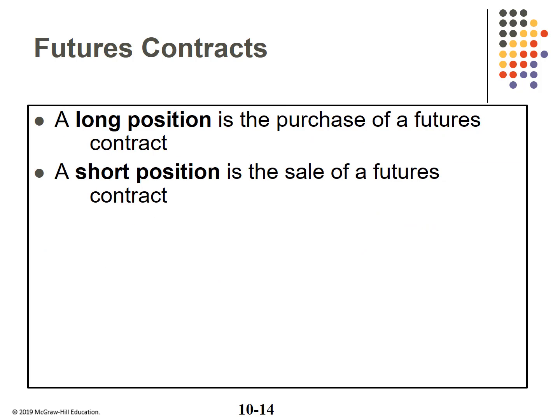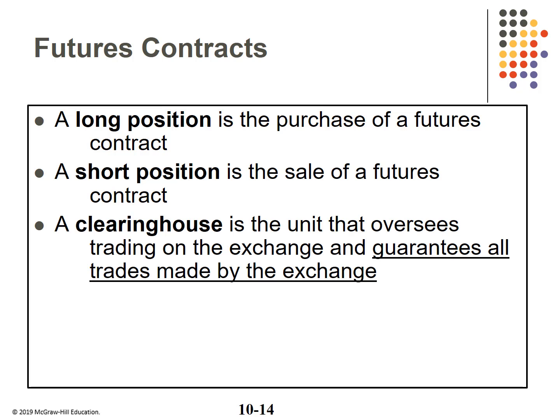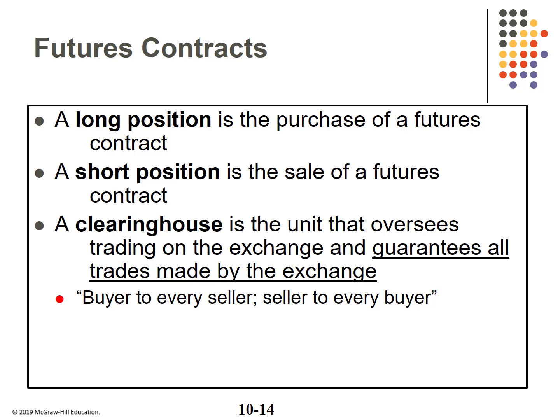As with just about all trading, a long position is a purchase, a short is a sale. With exchange-traded futures, there is virtually no default risk. This is because the clearinghouse guarantees all trades. Once a trade is recorded and cleared, meaning matched, the clearinghouse stands as the buyer to every seller, the seller to every buyer, meaning the actual buyer and seller of a contract are no longer linked.